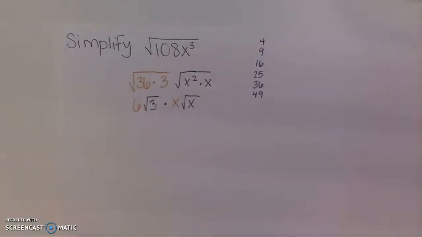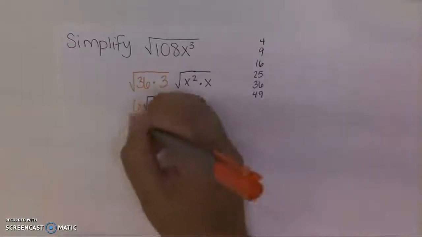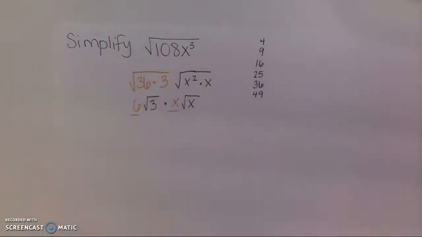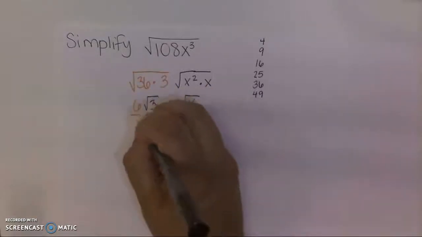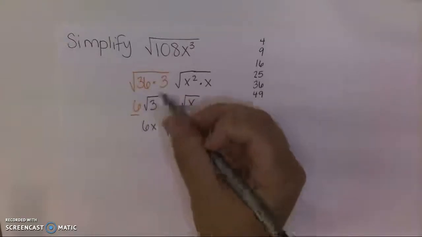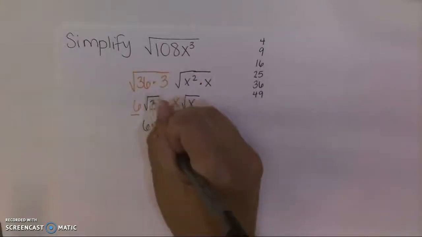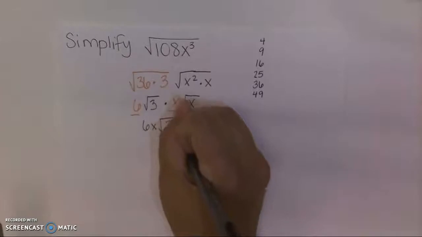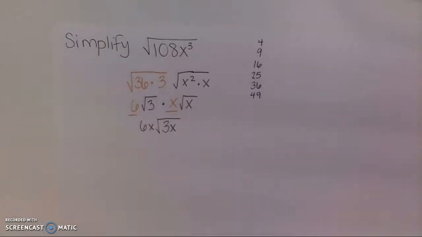So now all I have to do is take my outsides, which are my orange ones, and multiply them together. So that would be 6x. And my insides, multiply them together. So 3 times x is 3x. And there you go. You just simplified that.